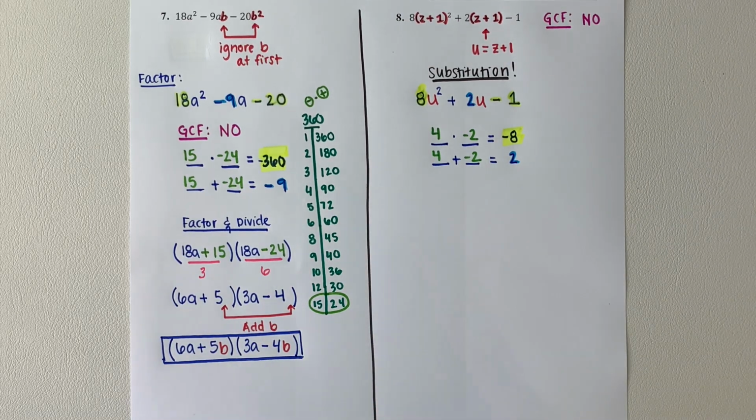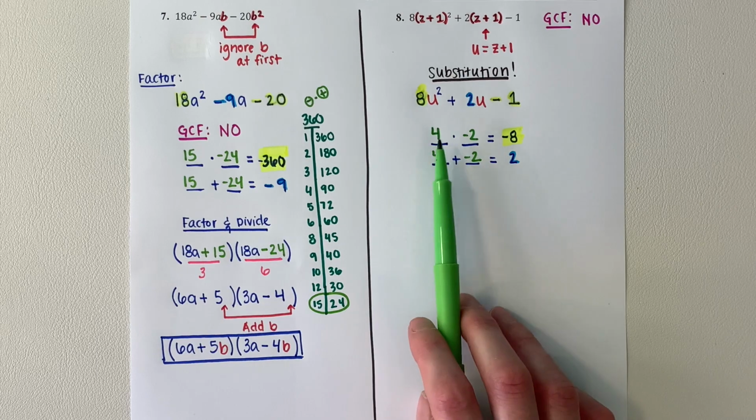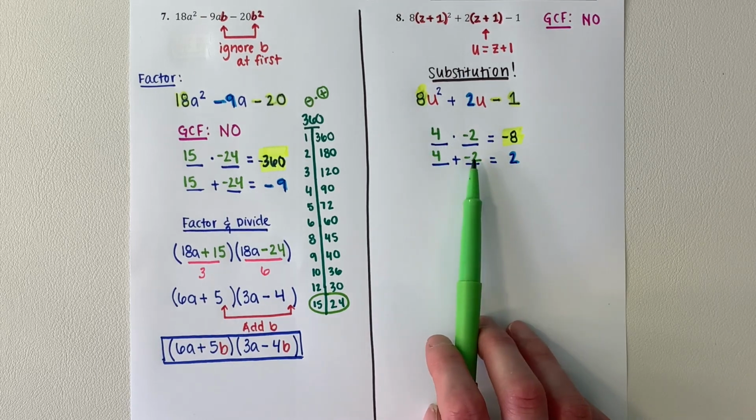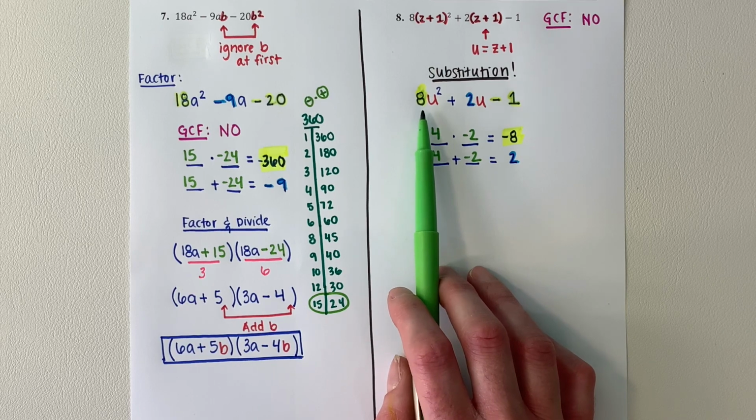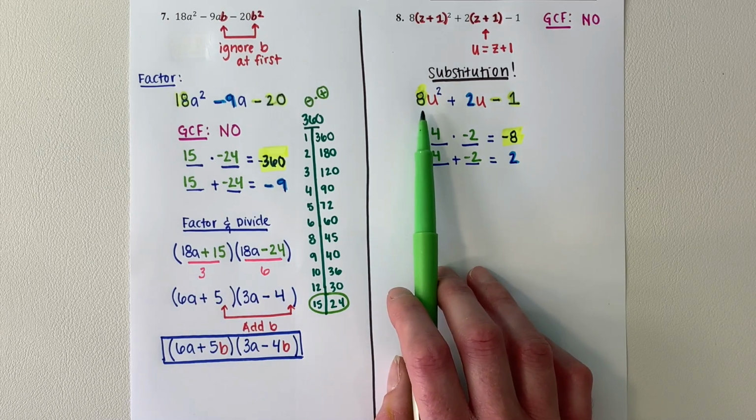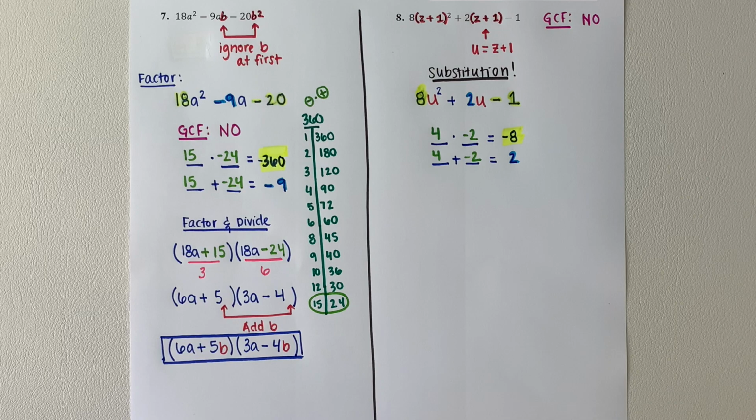Now, if the coefficient of the squared term was 1, we could just insert these numbers in the parentheses and we'd be done. But the coefficient of the squared term is not 1. When that's the case, we've learned 3 different methods that you can use. You can factor by grouping, or use the box method, or use the factor and divide method. I prefer the factor and divide method, so that's what I'm going to use.